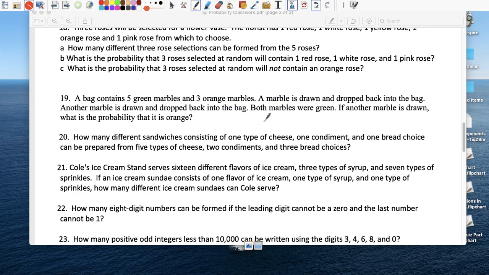Both marbles were green. Now we're going to select another marble. What's the probability that it's orange? Well, it's just 3 out of 8, right? Because there's 3 orange marbles and 8 in total because everything was put back.